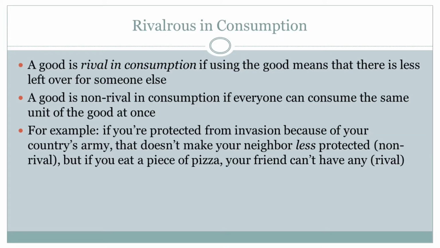Something is rival in consumption if you using it means that there's less left over for somebody else. Whereas if something is non-rival, that means that you using it does not really deplete it in any way. It means that there's still the same amount left over for everybody else as there was before. Basically, everybody can share the exact same unit without using it up.